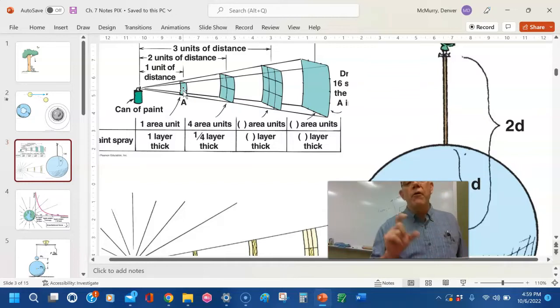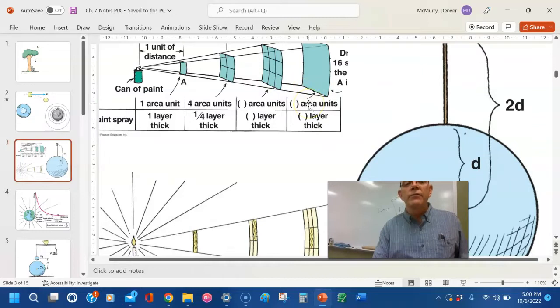As you get farther away from it, say we get 2 feet away, the distance has been increased by 2. We've doubled the distance, but we get only the same amount of paint spread out over 4 times as much area because the distance has been squared. If you go 3 times as far, 3 feet away, now the same amount of paint is spread over 9 units of area, and you get the idea.